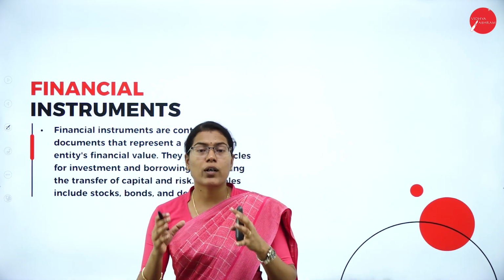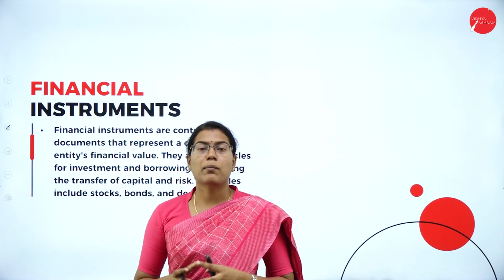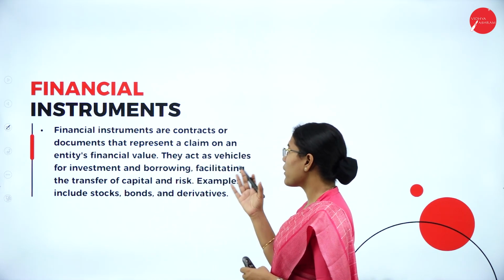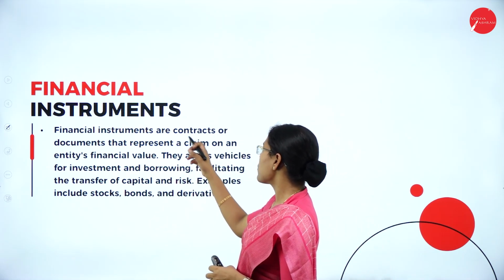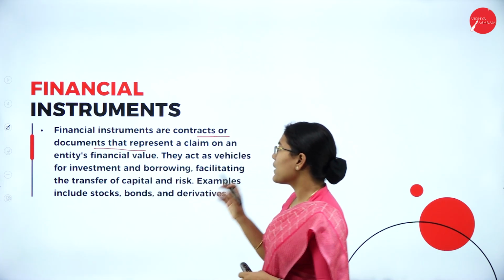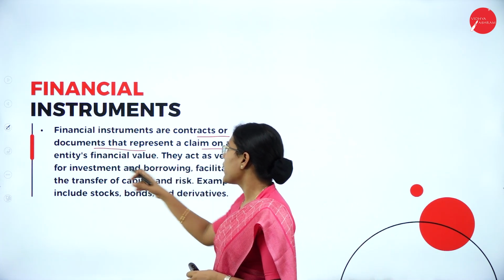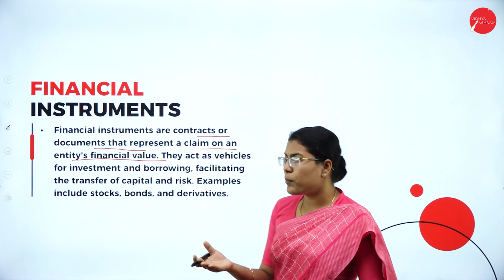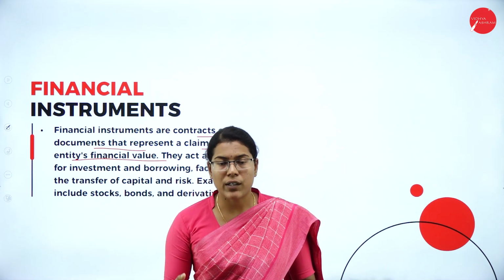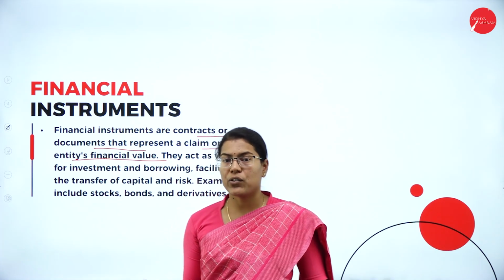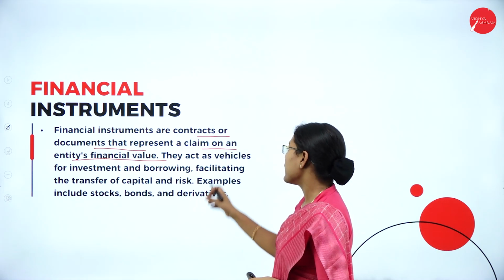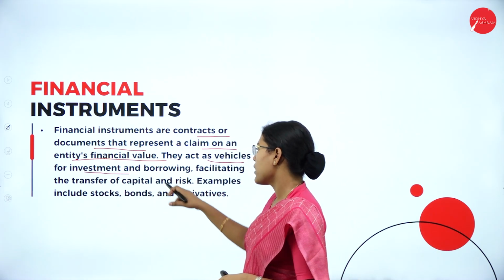Coming to the financial instruments. As we discussed, what is traded in the capital market or the financial market? It's the financial instruments. So let us see what financial instruments are. The financial instruments are contracts or documents that represent a claim on an entity's financial values. These are documents like derivatives, certificates of deposit, or any kind of document of shares or debentures which can have a claim on the company's financial value, and they act as vehicles for investments and borrowing.